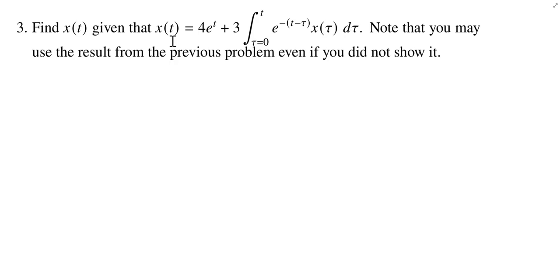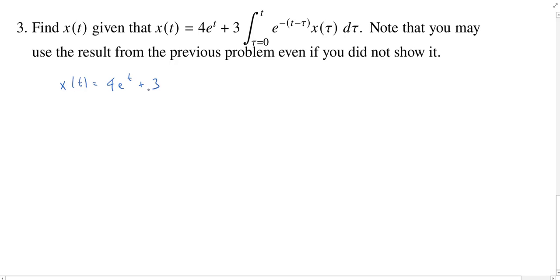equation. So x of t here satisfies that it's equal to 4 times e to the t, plus 3 times, oh my goodness, what a complicated looking expression. Except if we think about the convolution, but we read the definition backwards, we might recognize this actually as a convolution. Okay, that's not too shabby. So let's try to write that down. So we have x of t is equal to 4e to the t plus 3 times.